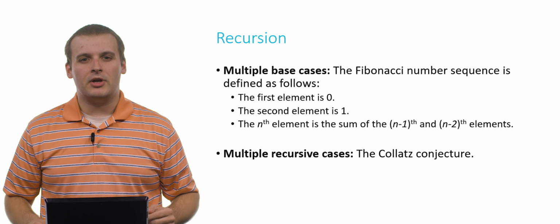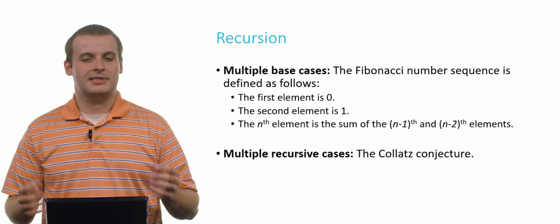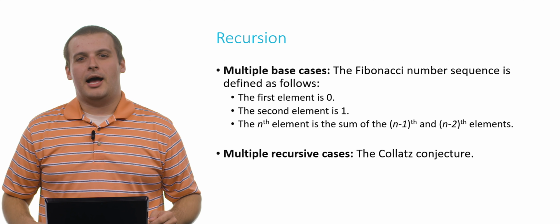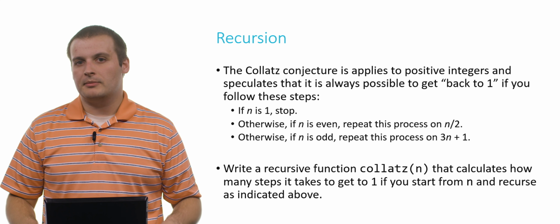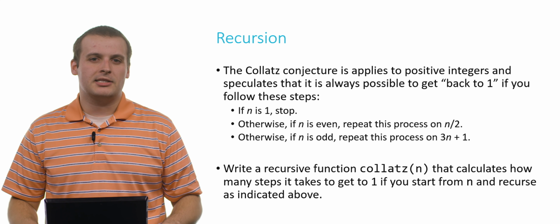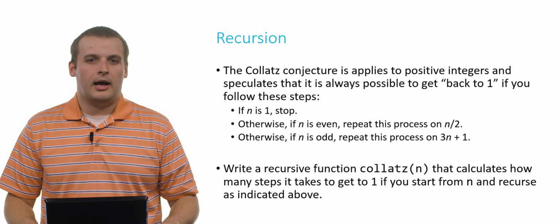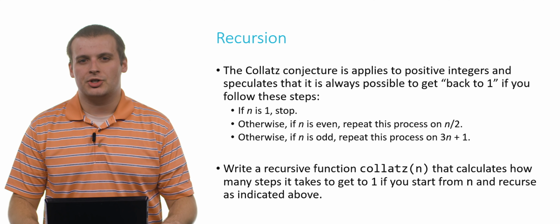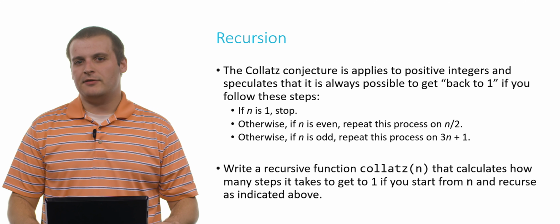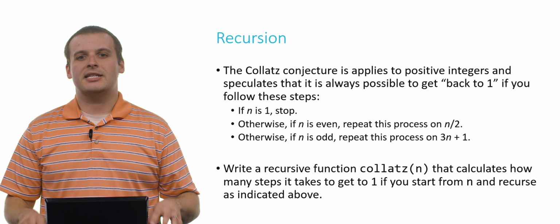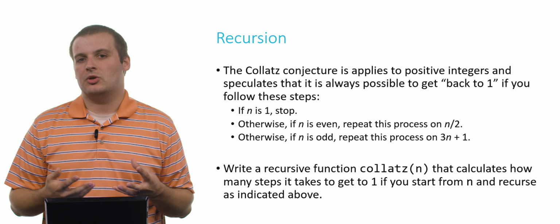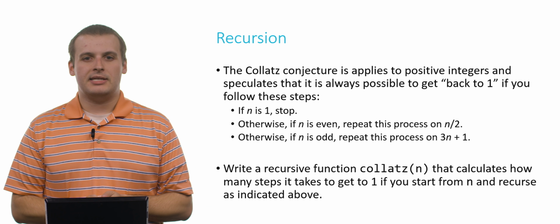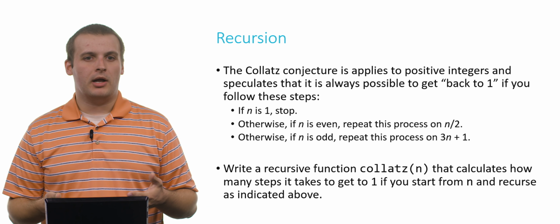Well, there's something called the Collatz conjecture. And I'm not just going to say, you know what that is, because it's actually our final problem for this particular video, and it's our exercise to work on together. So here's what the Collatz conjecture is. It applies to every positive integer, and it speculates that it's always possible to get back to 1 if you follow these steps. If n is 1, stop.